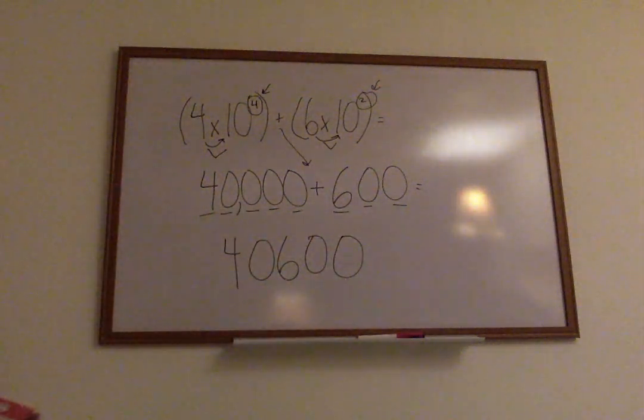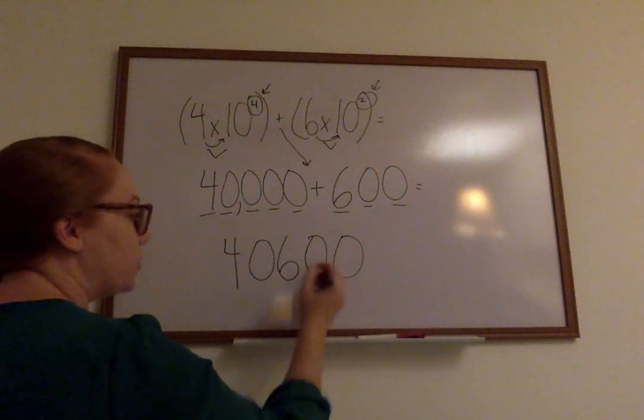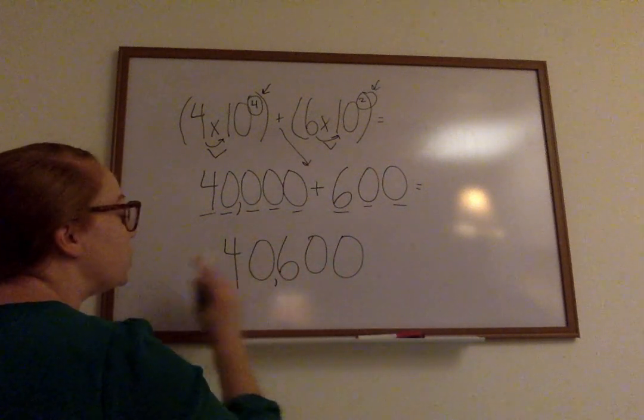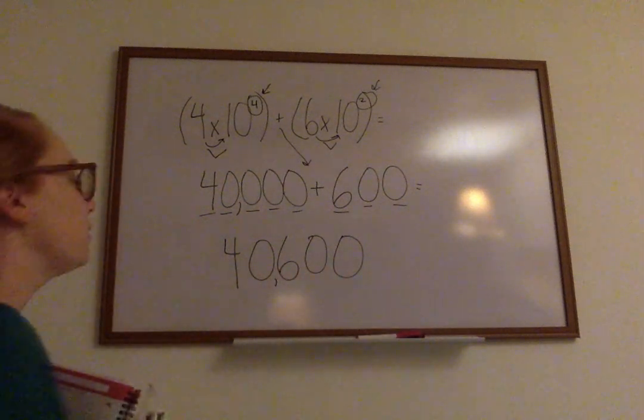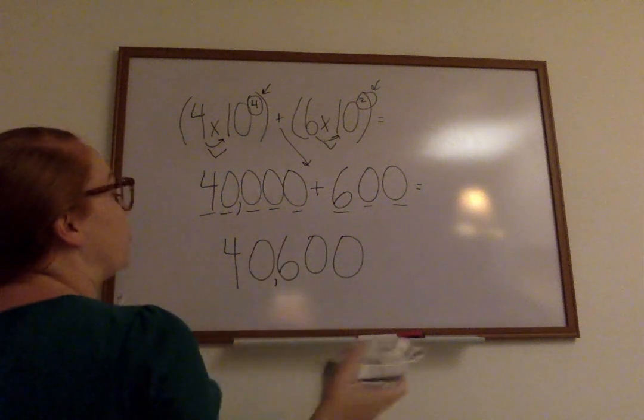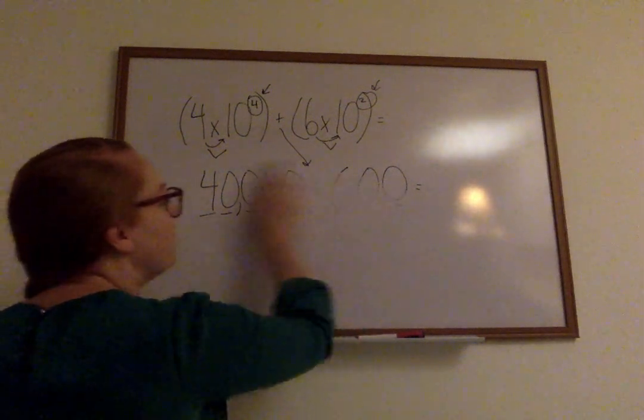Now I need my comma. Start from the back. 1, 2, 3, comma, 1, 2, stop. All right. Our answer would be 40,600.